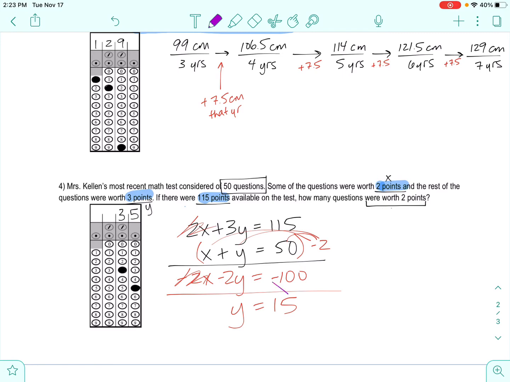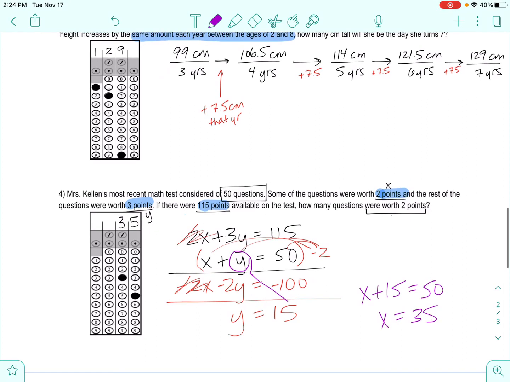I'm going to put the 15 in right here. I can just do some mental math. X plus 15 equals 50. That means x equals 35. Remember, x equals my 2-point question, so I'm going to bubble 35. Just as an FYI, in case you were curious, you can put the 35 in the first 2 slots or the second 2 slots. Doesn't matter.